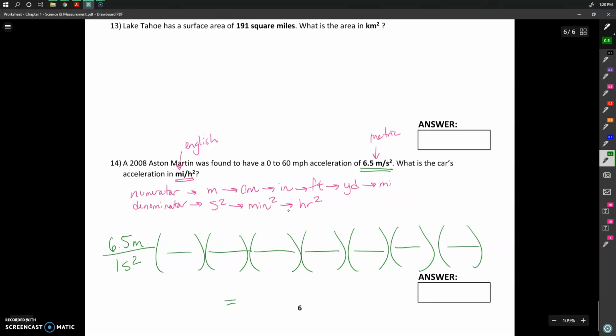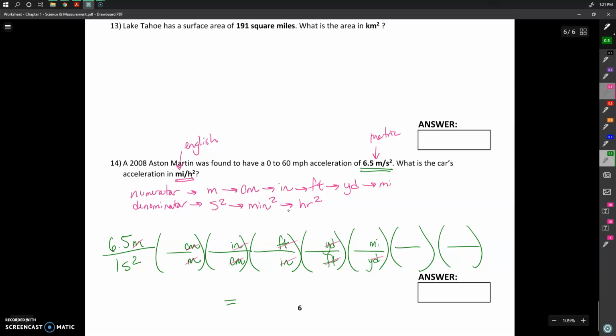Okay, so keeping track of my units, I'm going to start with the numerator first. So meters into centimeters means I want meters on the bottom, centimeters on the top. Centimeters into inches, I want centimeters on the bottom and inches on the top. Inches into feet, I want inches on the bottom and feet on the top. Feet into yards, I want feet on the bottom and yards on the top. And then yards into miles, I want yards on the bottom and miles on the top. Again, making sure that all these units cancel out on top and bottom, leaving me with the unit that I want in the numerator.